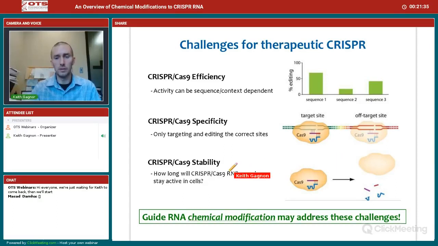And also stability of the enzyme: how active is it? You want it to be active long enough to complete the on-target editing and do its job. But what happens when it sticks around for a long time or degrades too quickly? So we would like to be able to control stability. The nice thing is that chemically modifying the guide RNA component of these enzymes can actually address some of these challenges. And that's what we've seen in the literature.